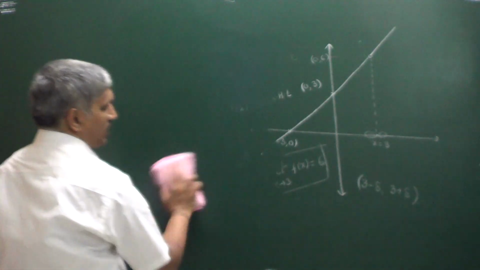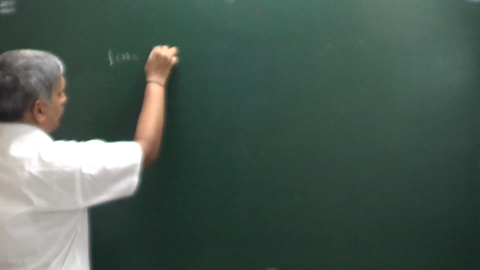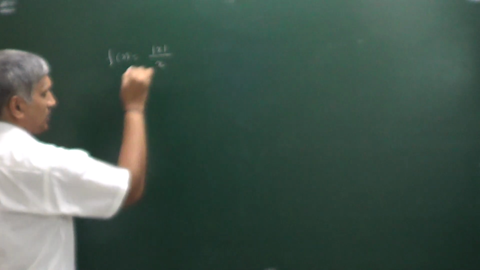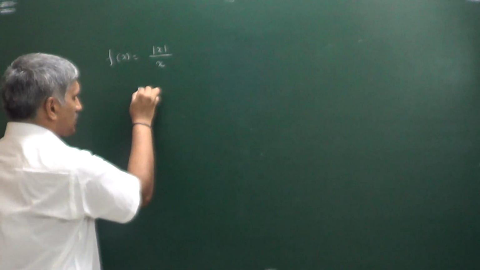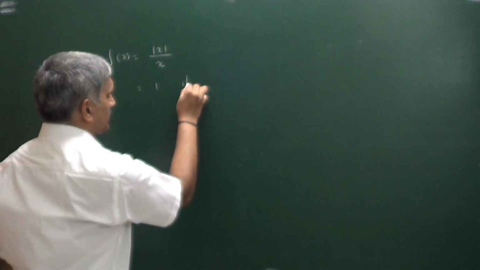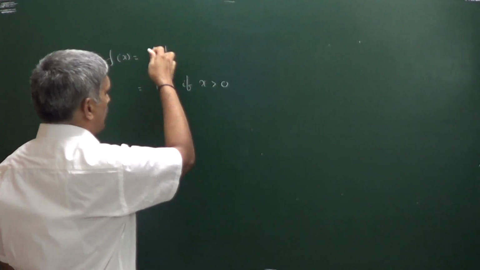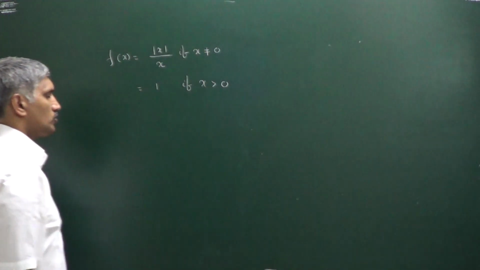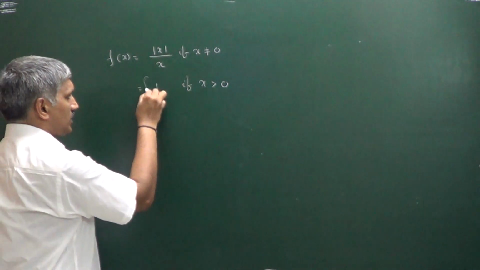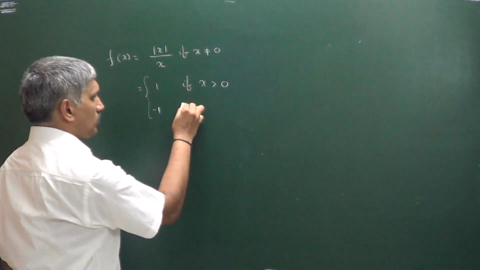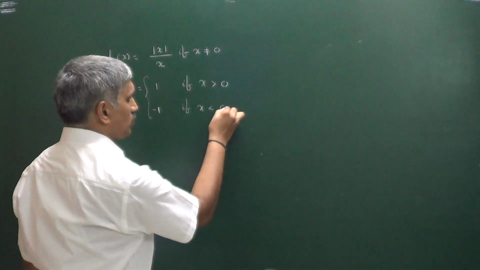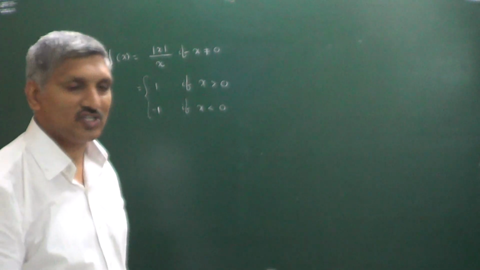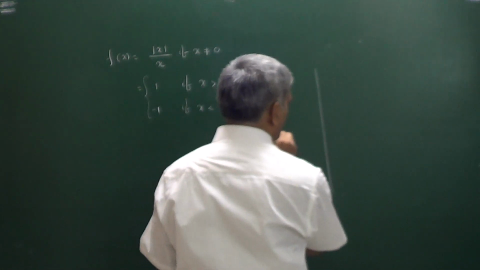I am discussing the function here as f of x is equal to mod x by x. This function, whether you observed or not, is not defined at x equals 0. Now I can write this function as f of x is equal to mod x by x if x is not equal to 0, so that we are writing it as 1 if x greater than 0, and minus 1 if x less than 0. That means when x is equal to 0, it is not defined. So we can write that function in this way.